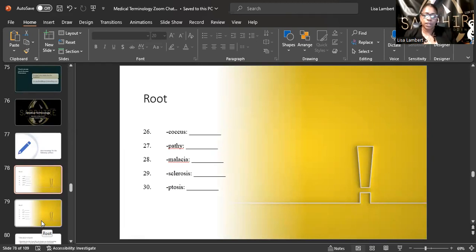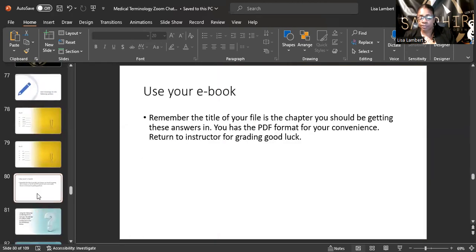So these are the roots that I was telling you about. And again, this is just giving you some of the same stuff that we had, but you're looking for other stuff, so it's not the exact same thing. Use your ebooks. This is just letting you know the same stuff that we went over.